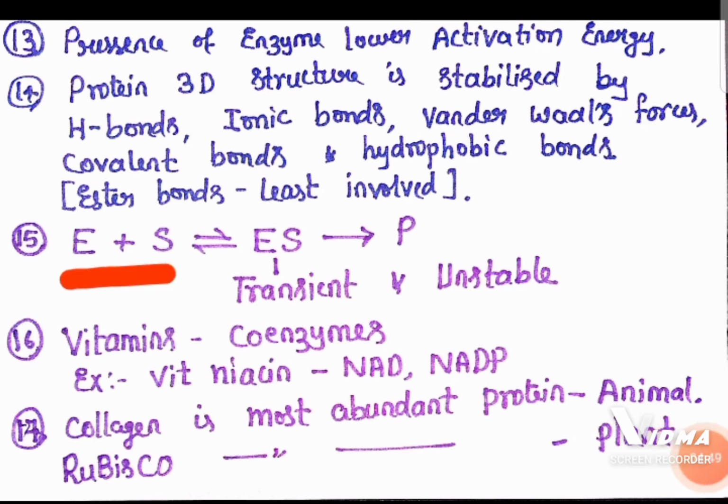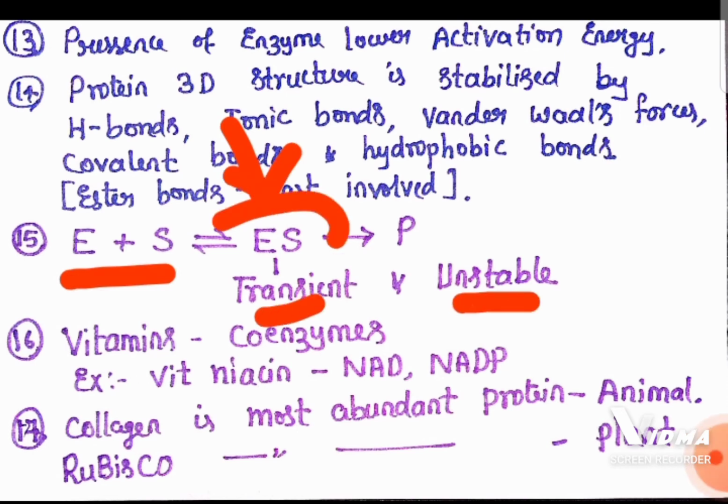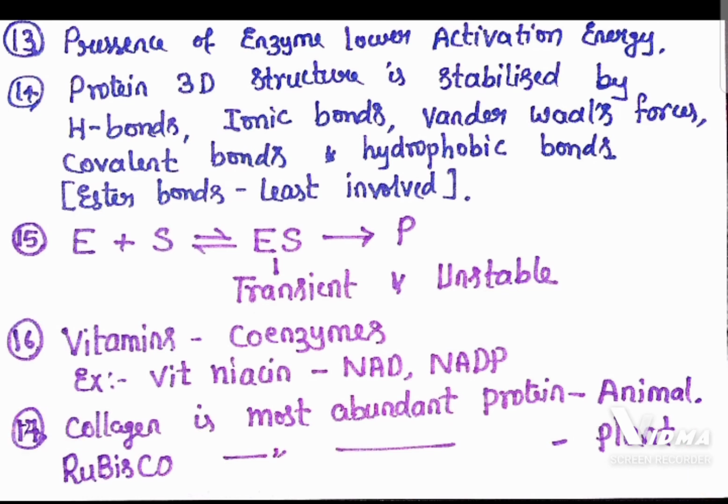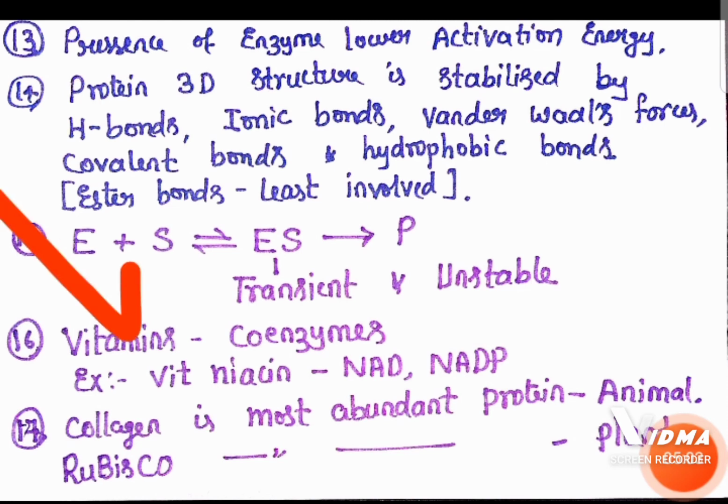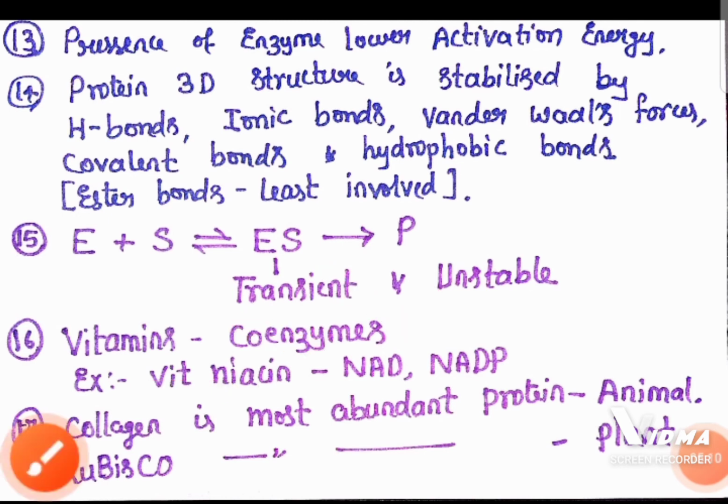Remember, when enzyme and substrate react, they form an enzyme substrate complex, which is transient and unstable. This enzyme substrate complex is unstable, so it will convert into product and regenerate the enzyme. Some of the vitamins act as coenzymes. For example, from the vitamin niacin, NAD and NADP act as coenzymes that increase the activity of the enzyme.